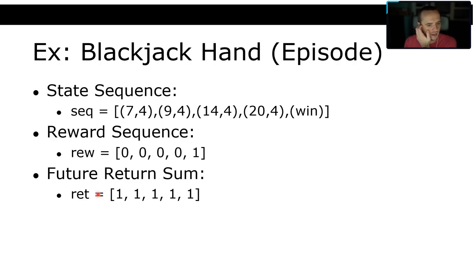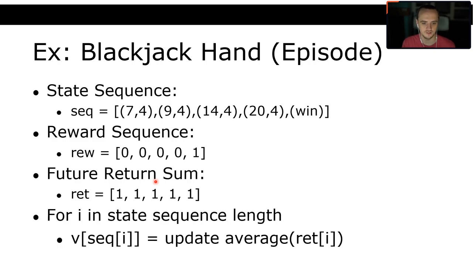Now, if I'm calculating the future return sum, what each index of this array means is the following. Take each index and sum up all the values of itself and everything to the right. So the sum of this 0 and everything to the right is 1. So I put a 1 here. The sum of this 0 and everything to the right is 1. This is a 1. Okay, so you get the idea. Everything down here is a 1. So all of the states eventually got the return of 1 because we won in this hand.